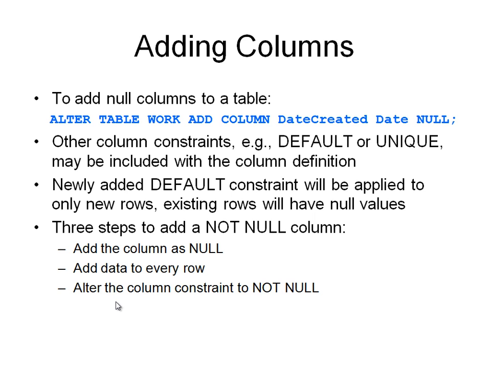There are 3 steps to add a not null column. First of all, you have to add the column as a null column. Then you have to add data to every row in that column. After that, you alter that column constraint to not null.